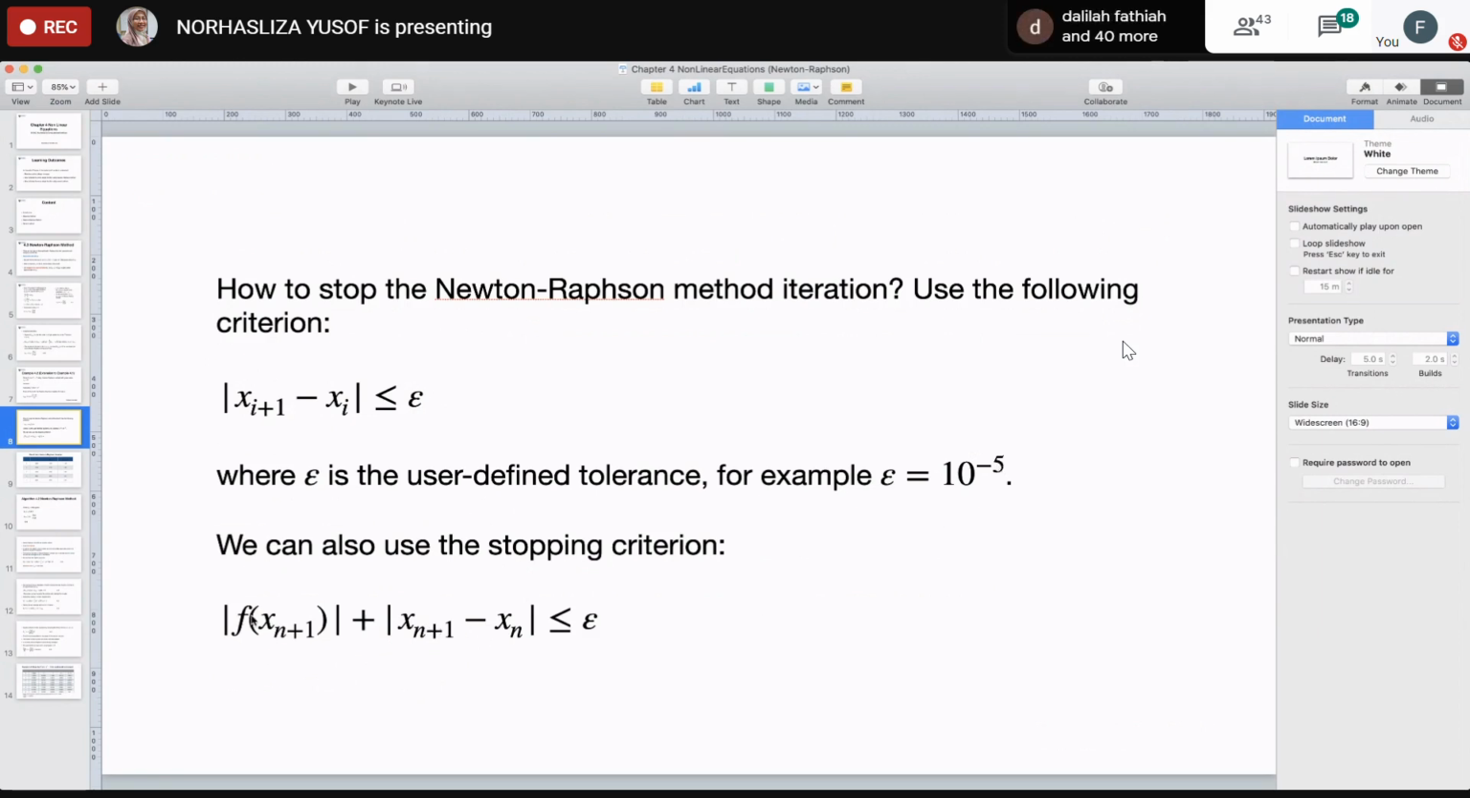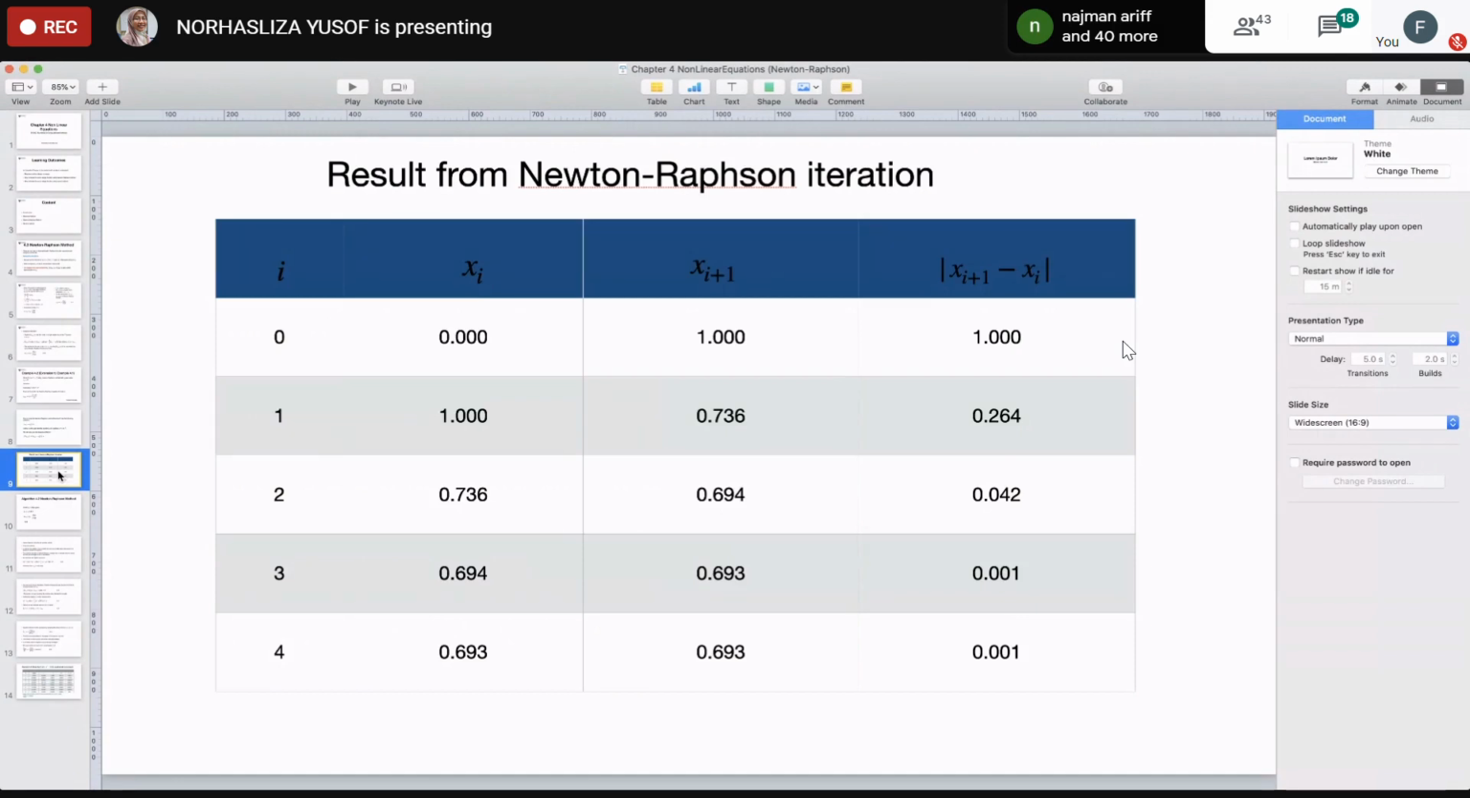You can also use the second term. Actually, it's just the same, yeah? This one is the absolute error, and it's just to get a more precise calculation, right? Then you just tabulate your result, and you can see that at one point, when you try to converge, for example at iteration 3 and 4, the value becomes the same at a certain point, it reaches equilibrium. So in the end, you reach your convergence.